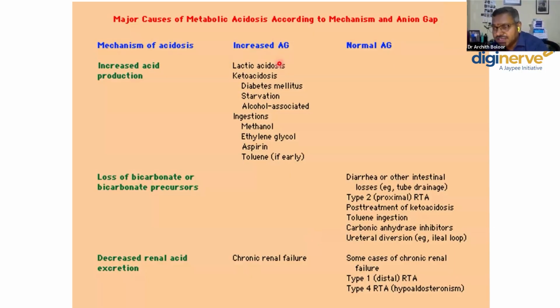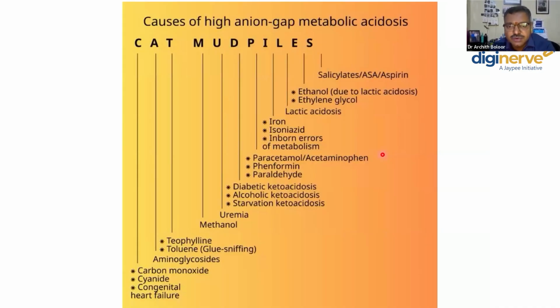And remember the formula for anion gap and what is normal and what is increased anion gap. This is increased anion gap and this is normal anion gap. A little modification of this: for high anion gap metabolic acidosis, you have an acronym that has been suggested. Earlier we used to say it as MUD PILES, now it's called CAT MUD PILES.